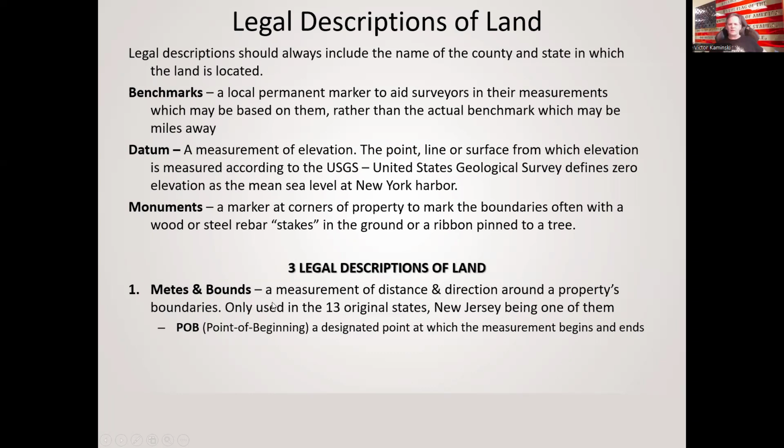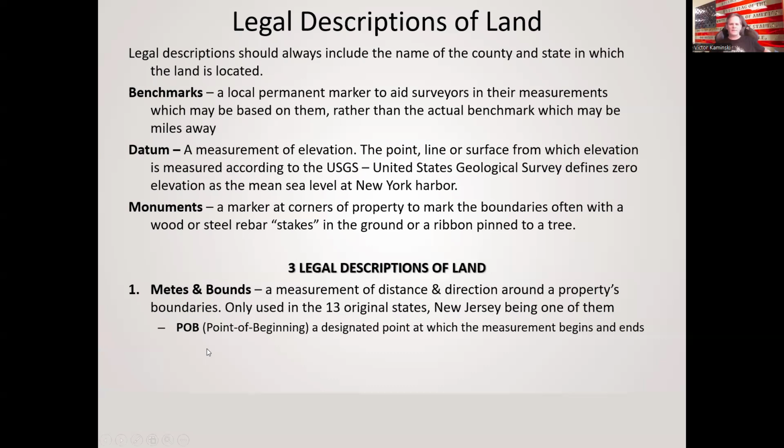Metes and bounds is a measurement of distance and direction, measuring the meters and boundaries around the property. So it's a measure of distance and direction around the property's boundaries. It's only used in the 13 original states, of which New Jersey is one. We were one of the 13 original colonies. We were actually the 3rd state admitted to the Union.